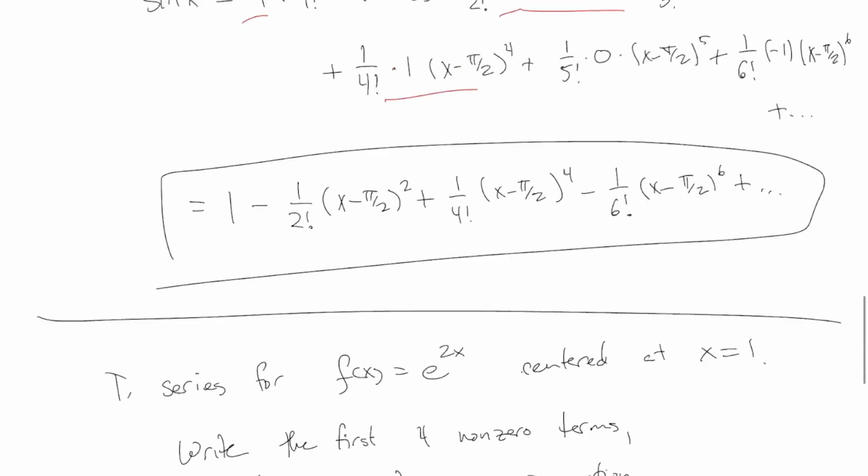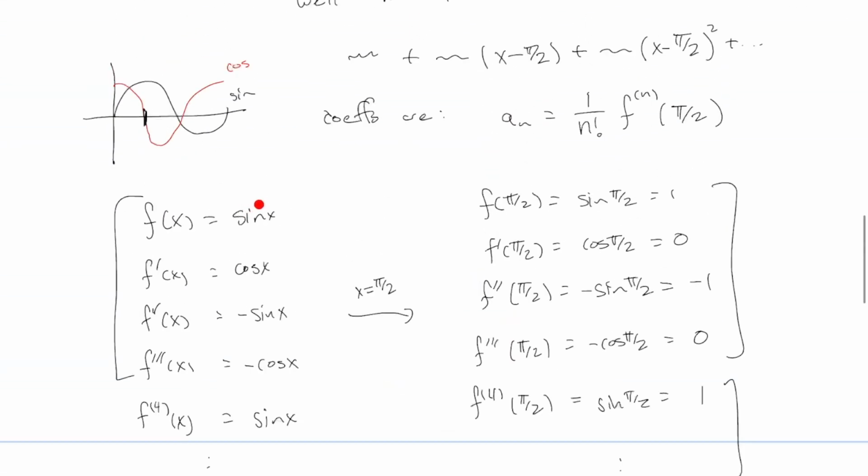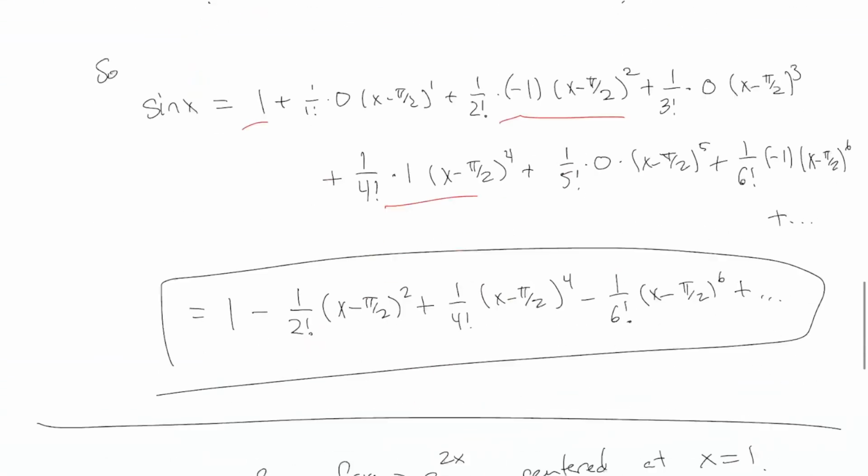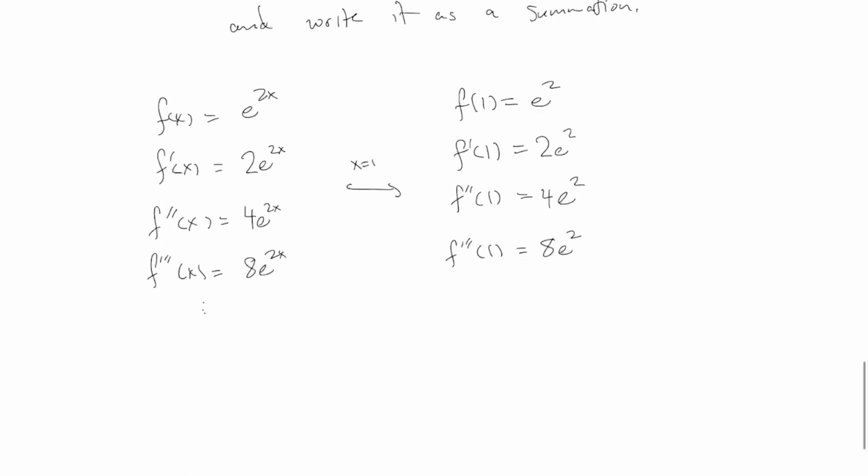Now, in the previous problem, the pattern was actually repeating itself. There's no repetition here, but I can see you always get e to the 2x along with some powers of 2, right? This is 2, this is 2 squared, this is 2 cubed, and so on. So those are the derivatives.